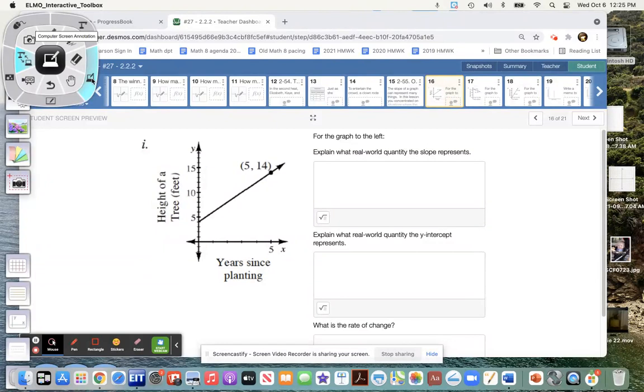So the real world meaning would be the change in the dependent variable, which is the height, every time our independent variable, which is the years, went up by 1. So it's basically how much the tree grew per year. You could figure that out by making a slope triangle and just dividing those. It went from 4 to 14 over 5 years. So 10 feet over 5 years would be 2. So the real world meaning is that it was growing 2 feet per year.